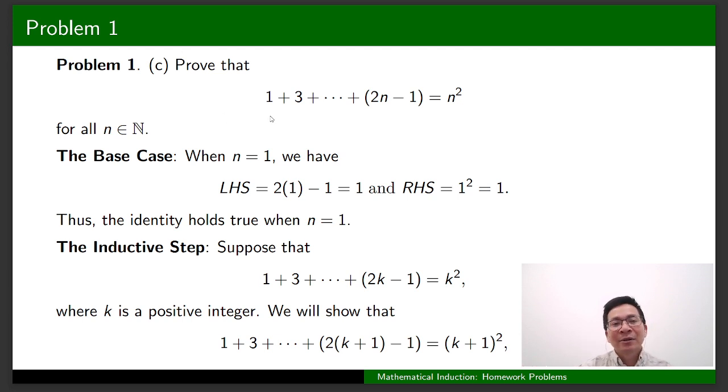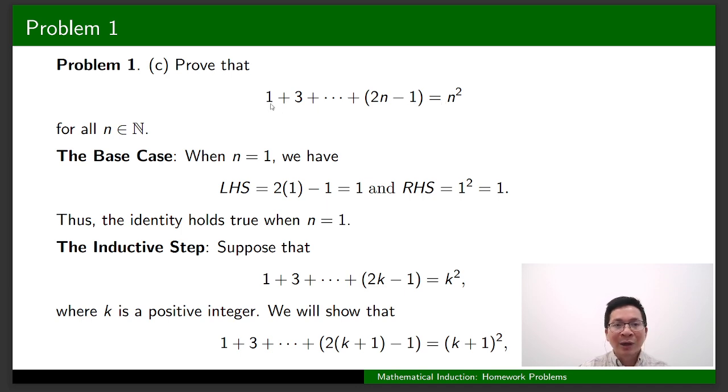Okay, so 1 is the first odd positive integer and 3 is the second odd positive integer. So the left hand side here is the sum of the first n odd positive integers, and it turns out that this sum is equal to n squared. Quite interesting. Say if n is 1, so 2 times 1 minus 1, you have 1, right? So the first odd positive integer is 1. 1 is equal to 1 squared.